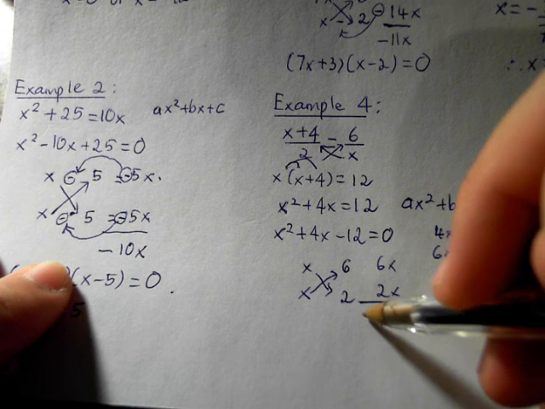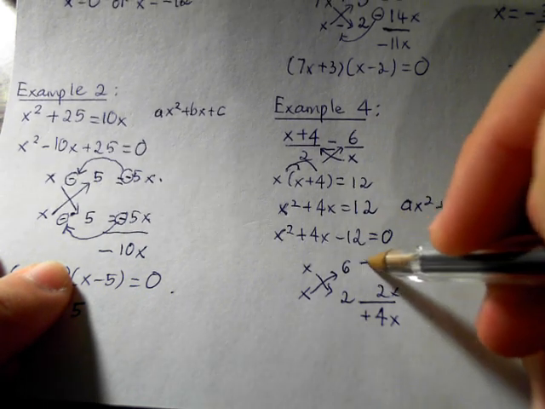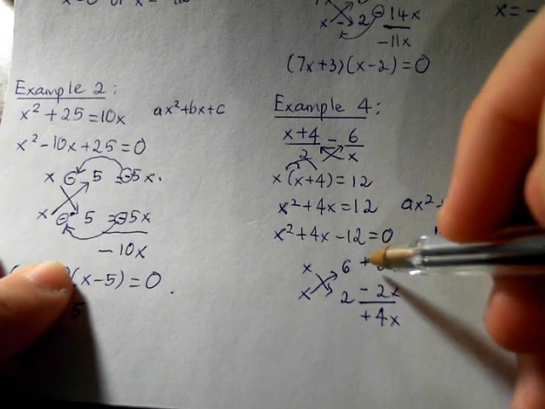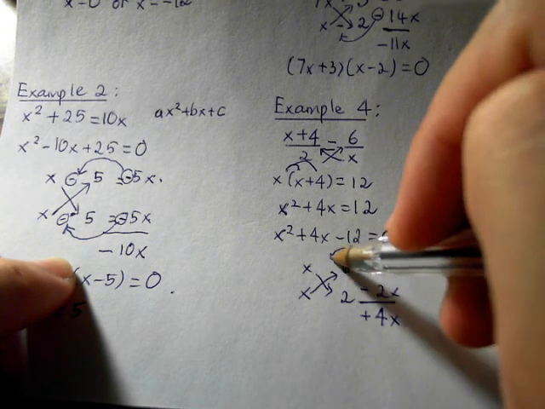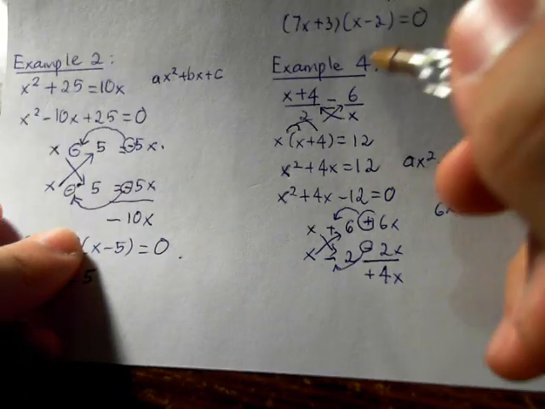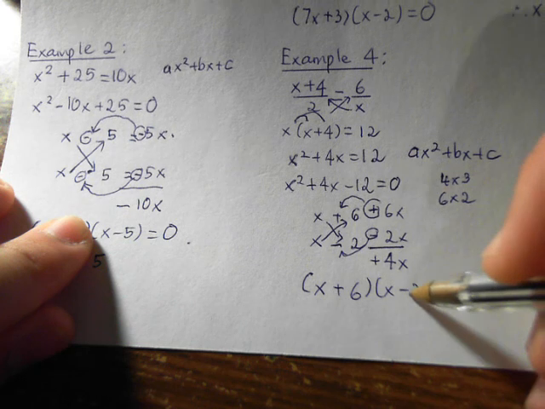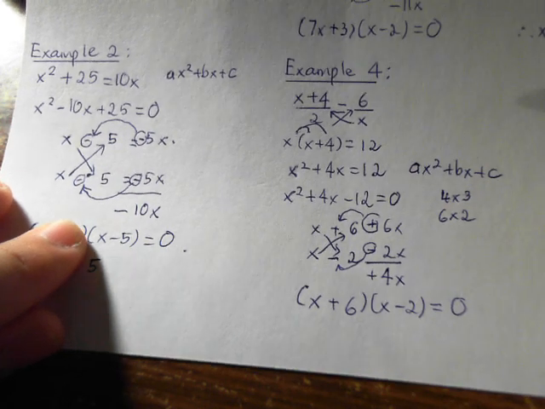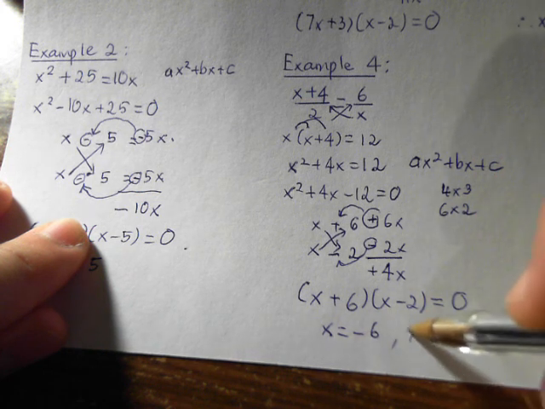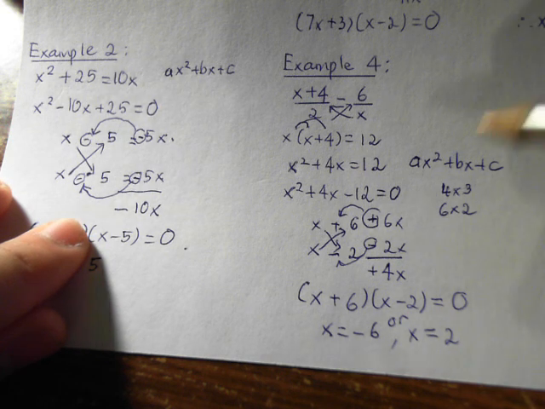Okay, crisscross. You have 6x and also 2x. Now, because you have a positive 4x in the middle term, we can say that positive 6x minus 2x will give you positive 4x. So the positive, drag it over here, and the minus, drag it over here. This will be a plus and a minus. So when you write the expression, it is x plus 6 times x minus 2 equivalent to 0. Therefore x will be equal to minus 6 and also x is equal to 2.